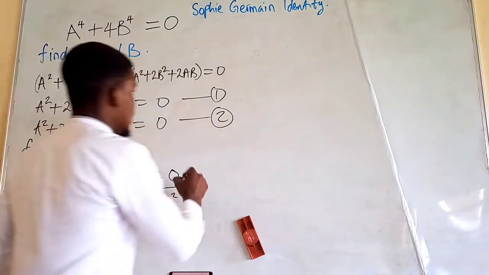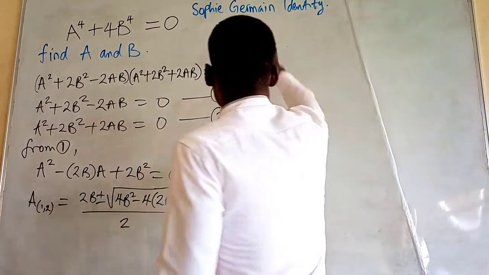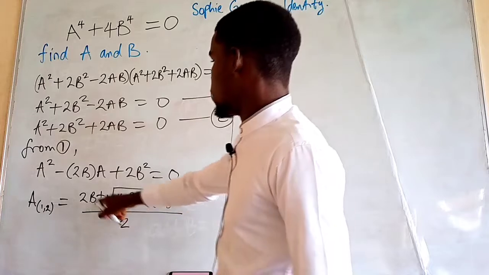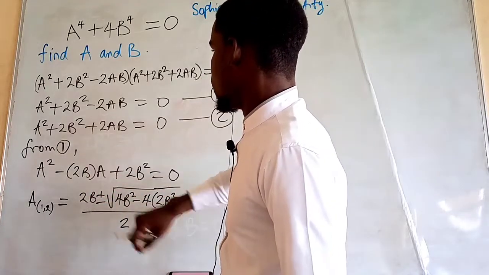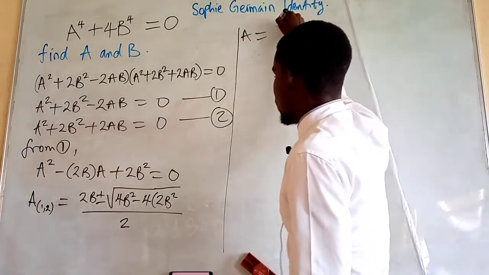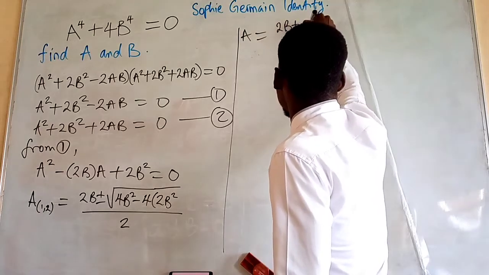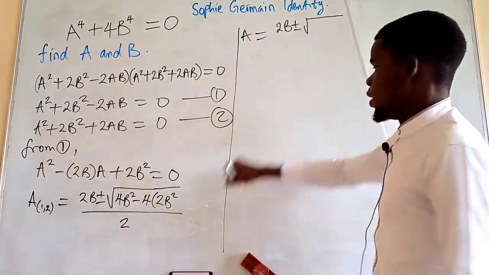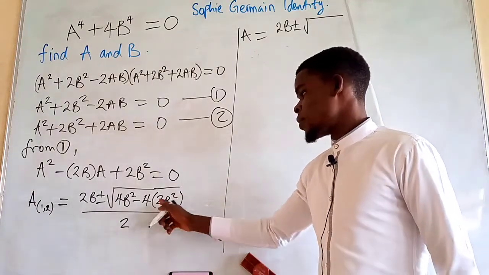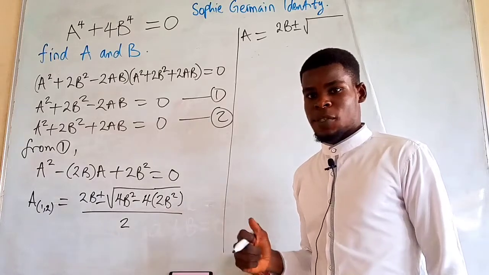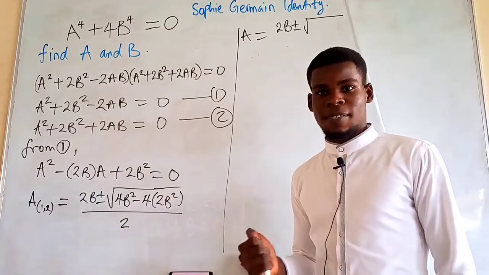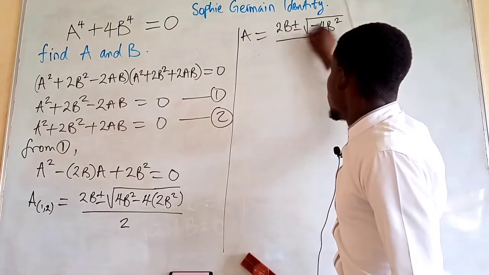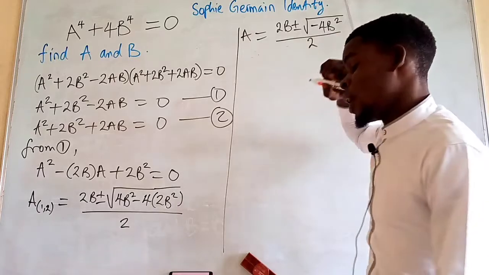Okay, so from here, I can just have it that we're going to talk about A is equal to 2B. Okay? Right. So we're going to have A equals 2B plus or minus the square root of. Now, in here we'll be having 4 times 2, which is just 8. So negative 8b squared. So 4b squared minus 8b squared is negative 4b squared. And in the denominator, we just have 2.